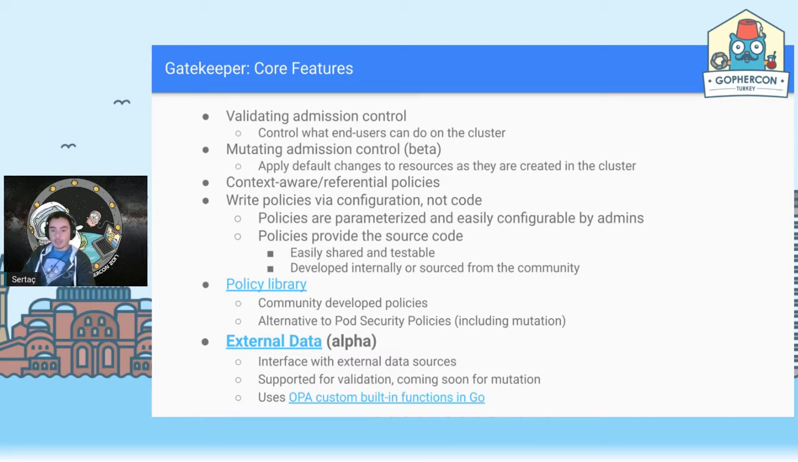It ties in with OPA's custom built-in functions that are written in Go. We're going to also talk about how you can take Rego, the query language for OPA, and have a bridge to execute Go in there. This basically allows for extending the Rego language using Go.